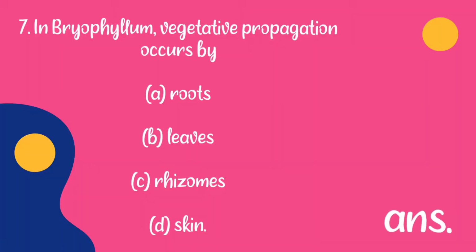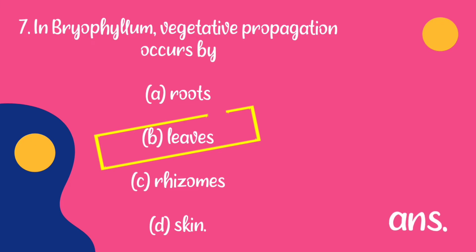7th. In Bryophyllum, vegetative propagation occurs by A. Roots. B. Leaves. C. Rhizomes. D. Skin. And the answer is B. Leaves.